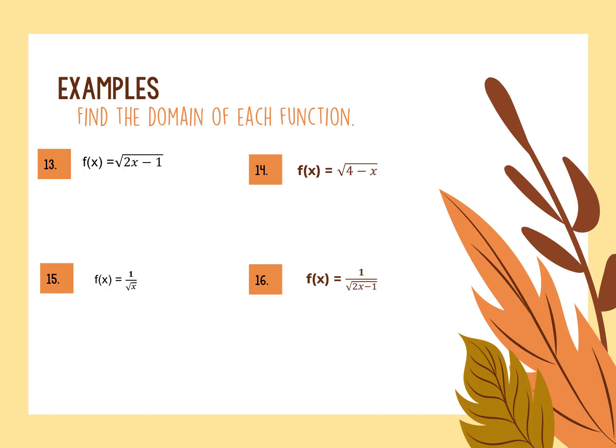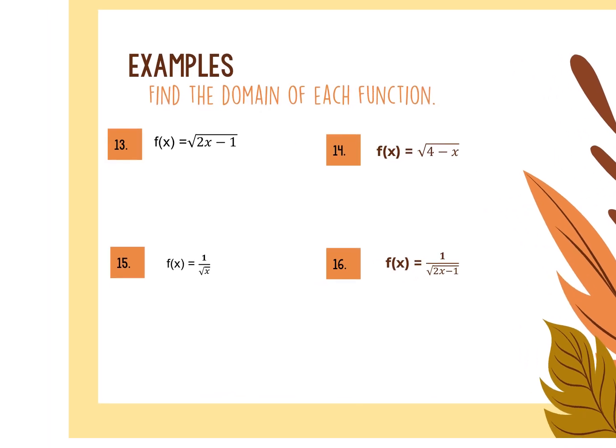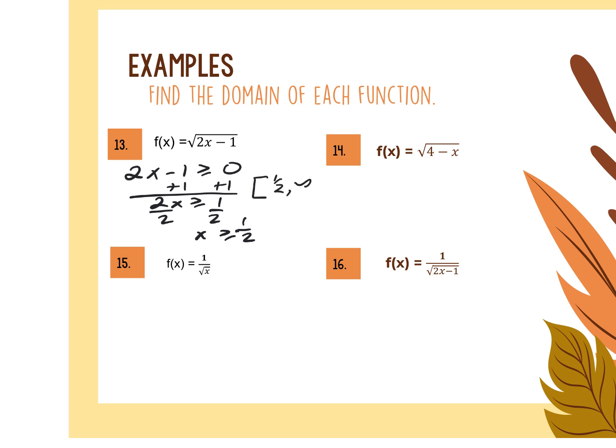Next one, same thing. It's a radical. Again, I'm setting the expression underneath the square root symbol to be greater than or equal to 0. I'm going to add 1. 2x is greater than or equal to 1. Divide by 2, and x is greater than or equal to 1/2. And again, in interval notation, bracket 1/2 going to infinity.